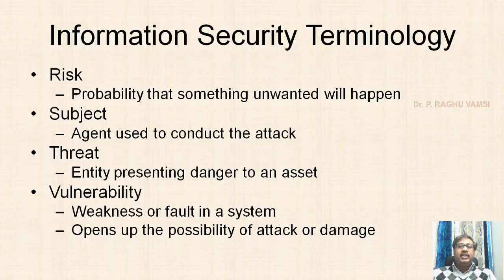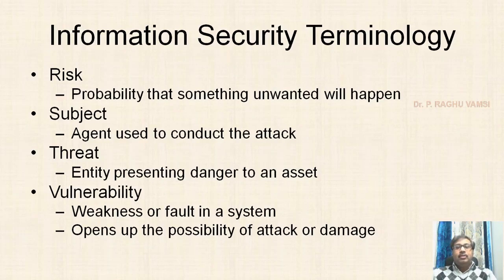The one on whom that agent is conducting the attack is said to be the target. For example, A and B are computers. On computer A, an attacker is sitting, so he is the subject. On computer B, some normal user is sitting and working. If A wants to attack system B, then B is said to be the target. Threat is an entity presenting danger to an asset.